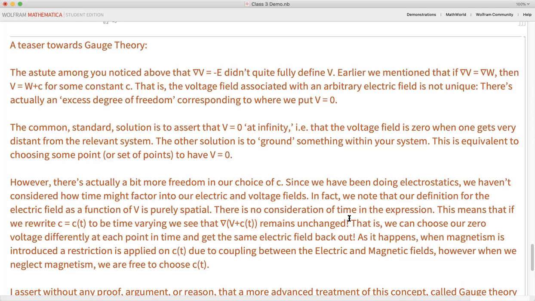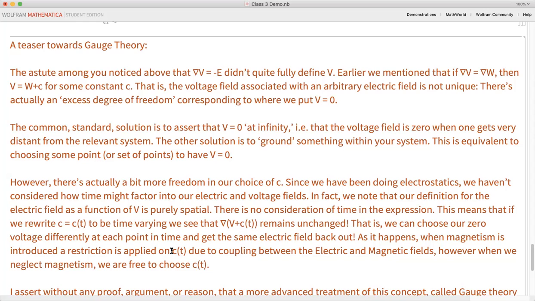We could choose any old function. It doesn't even need to be continuous. Now, as it happens, when we introduce magnetism, and we're going to do that in this class a while later, that actually starts putting a restriction on our C of t. And that restriction shows up because the magnetic field interacts with the electric field in certain ways. And really, they're both, and you're not going to learn this until maybe your senior year at most, but they're both actually functions of something called the A field or the vector potential field.